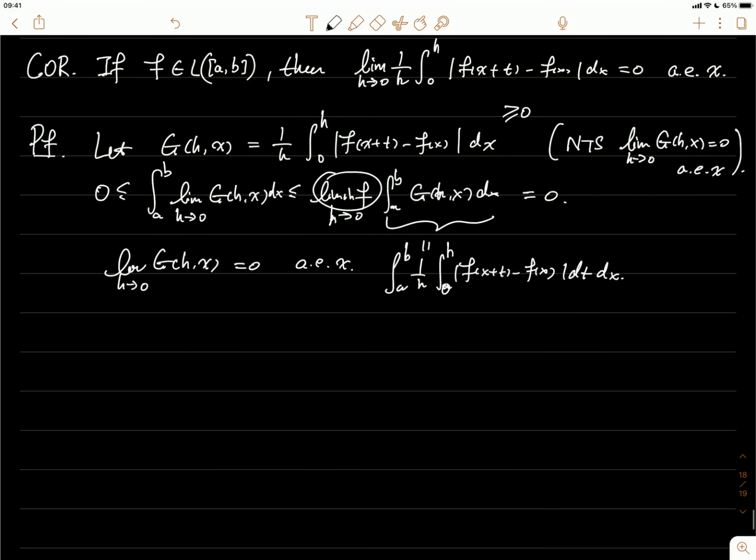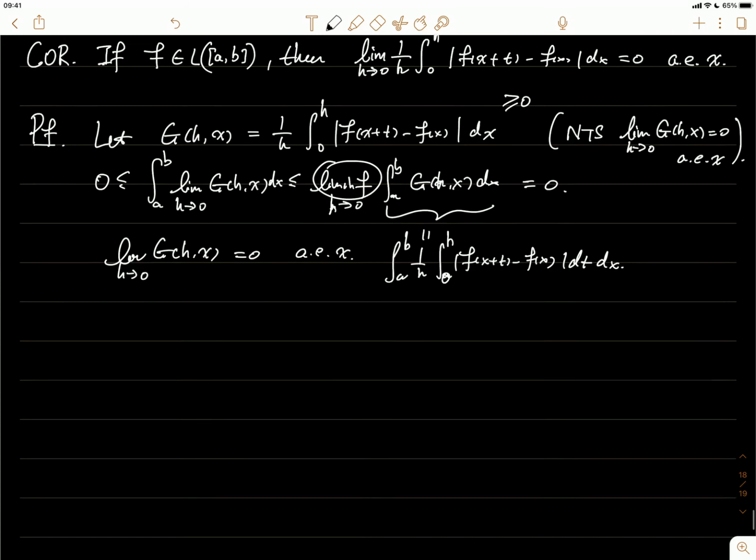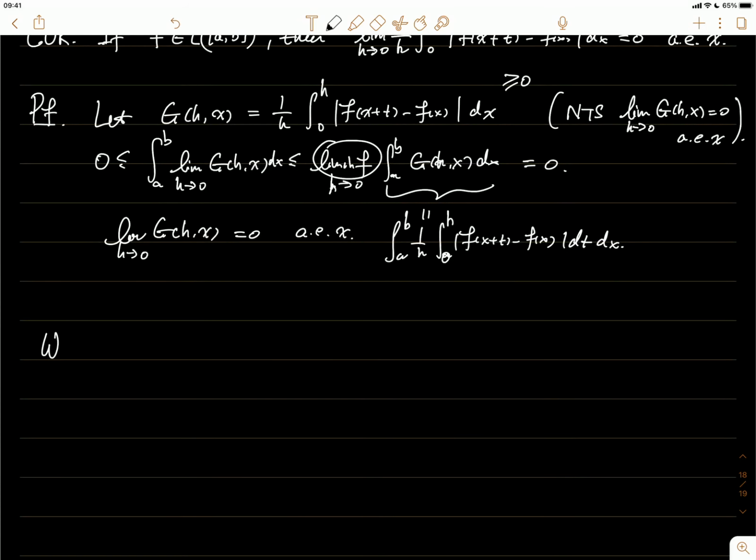So this actually also tells us the following property. We say that a point x is a Lebesgue point of f if the limit we showed above, as h goes to 0, is equal to 0.